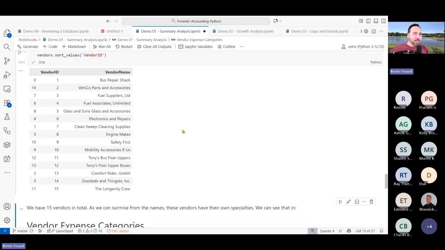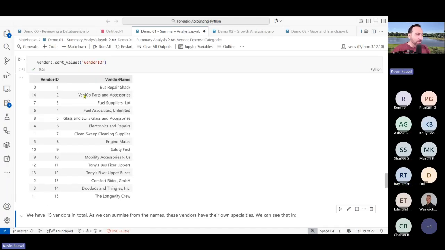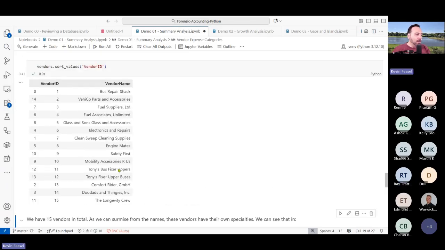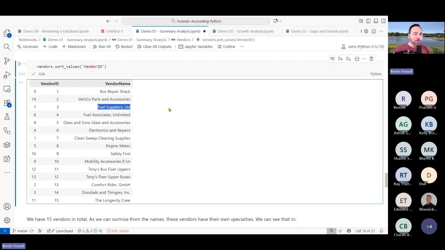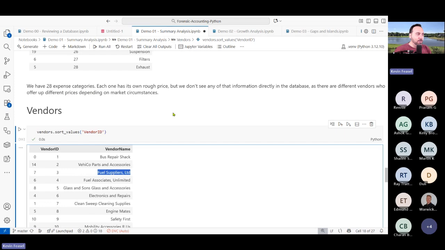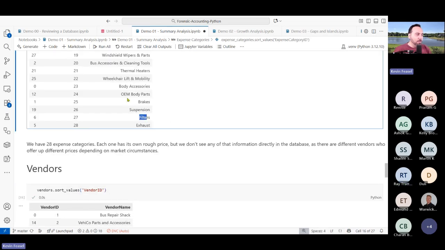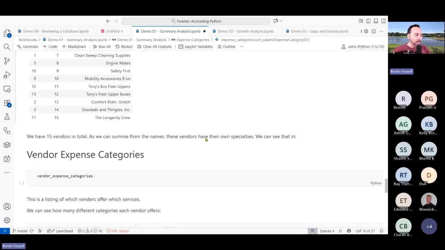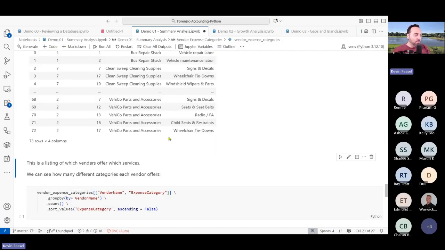Speaking of striving for realism, here are my vendors. They are all fake for obvious reasons. So, we have all the vendors. There are, looks like 15 of them in total. And all these vendors, they have their own specialties. Like you would figure fuel suppliers is probably mostly going to sell fuel. They're probably not going to sell filters, OEM body parts, etc. They're probably going to focus on one or two things. And that's where the expense categories come into play.